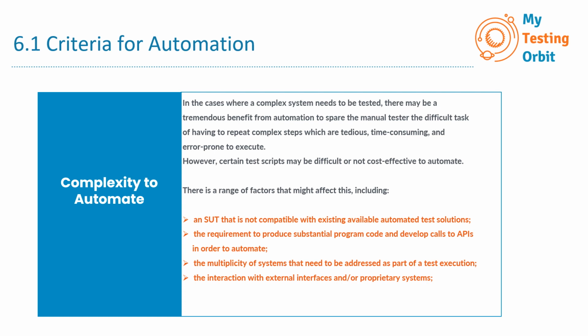The next factor is the interaction with external interfaces and/or proprietary systems. Automated testing may involve interactions with external or proprietary software components. Challenges in this context can include multiple things. It can be ensuring that automated scripts effectively communicate with these external systems. It can also be adapting to changes in external interfaces or proprietary systems, which may require updates to automation scripts.